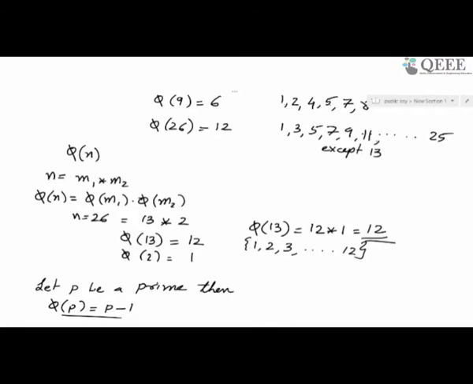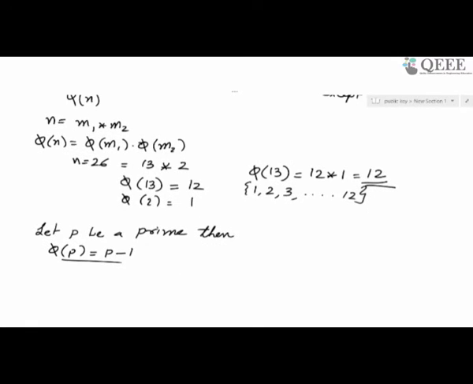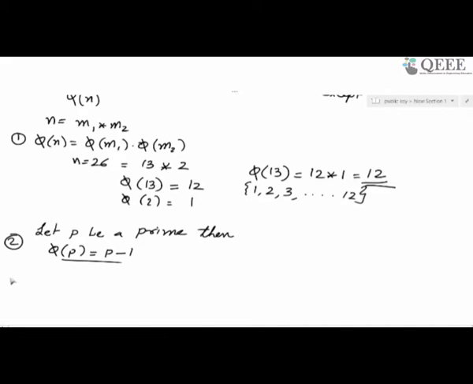Okay, so this way we could look at more examples and more properties. One property we've seen is that phi of n is phi of m1 into phi of m2, where n equals m1 into m2. The second one: if p happens to be a prime, then phi of p is equal to p minus 1. Third, phi of p power a is equal to p power a minus p power a minus 1.